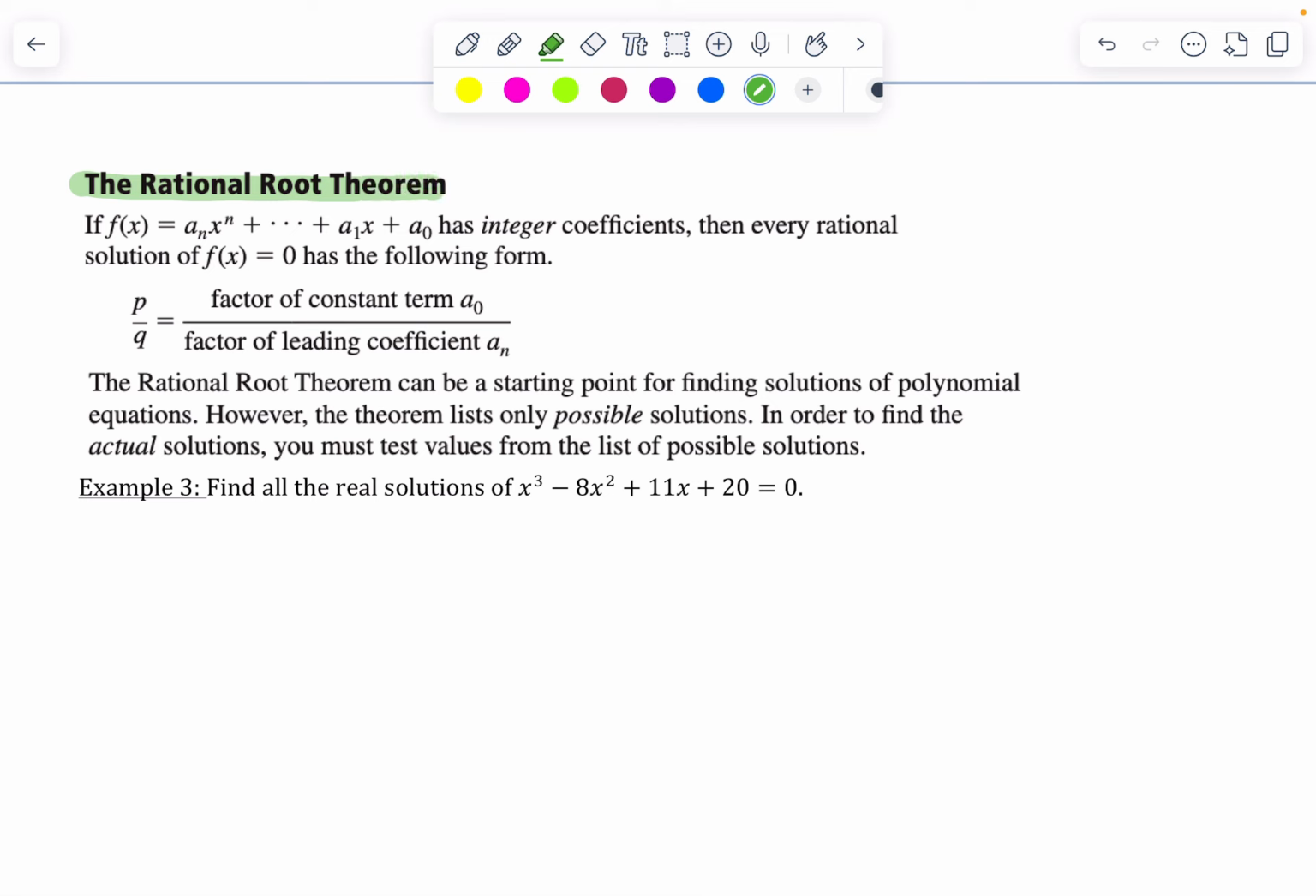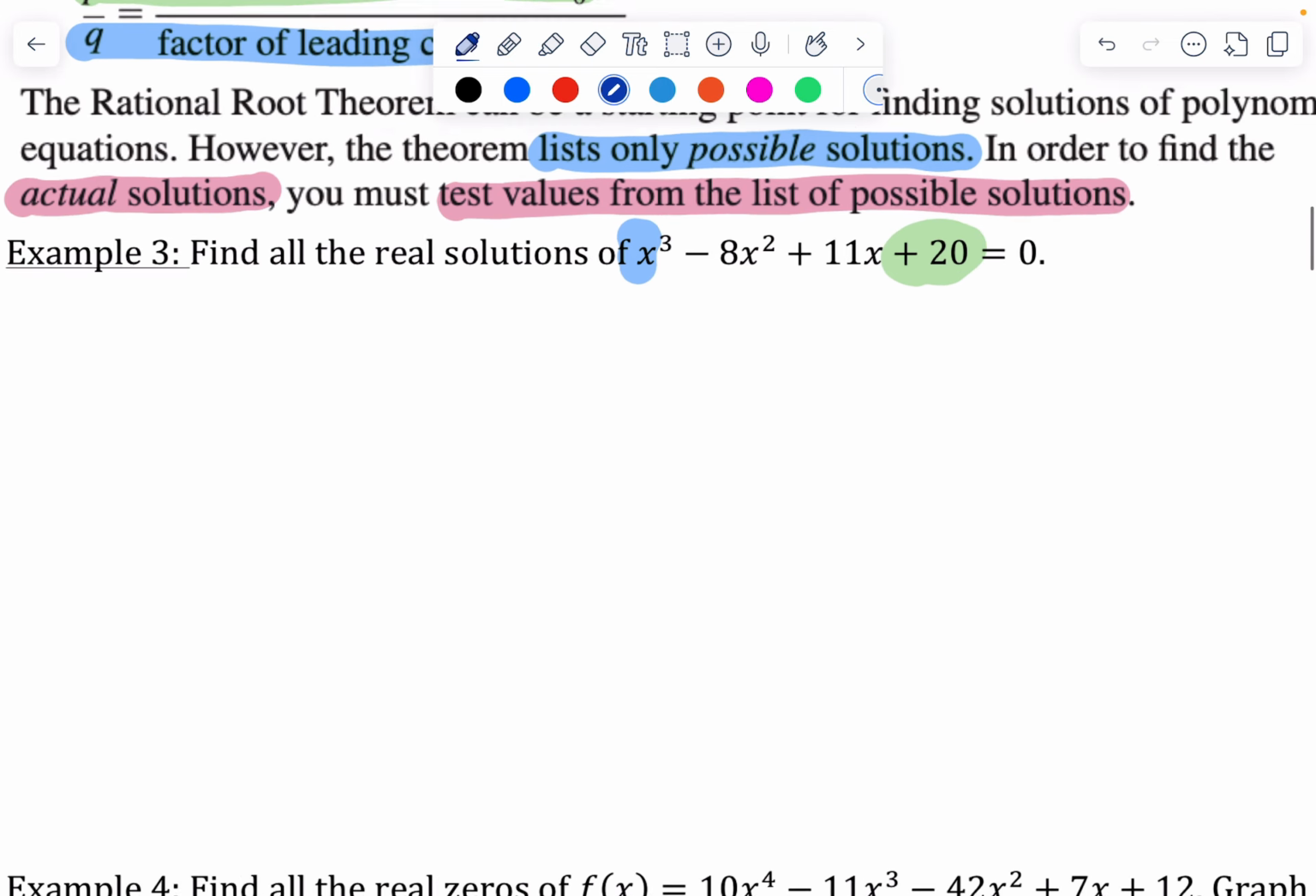And this is how it works. You take all the factors of the constant term, in this example that would be 20, and put them over the factors of the leading coefficient. In this case, that would just be 1. And from that, you're going to list all the possible solutions of the polynomial. Now, these are only possible solutions. So if you want to find the actual solutions, you have to test these values using synthetic division. Best way to understand it is with an actual problem. So let's just go ahead and do example 3.